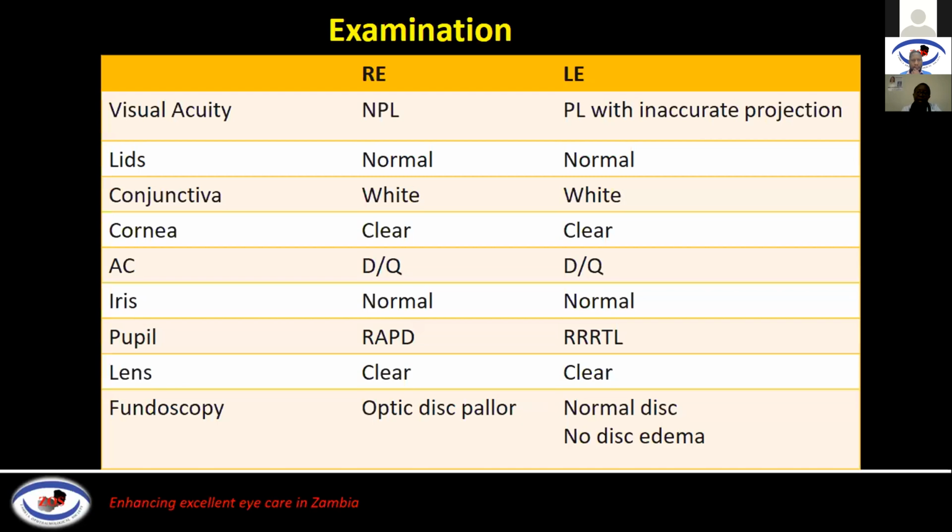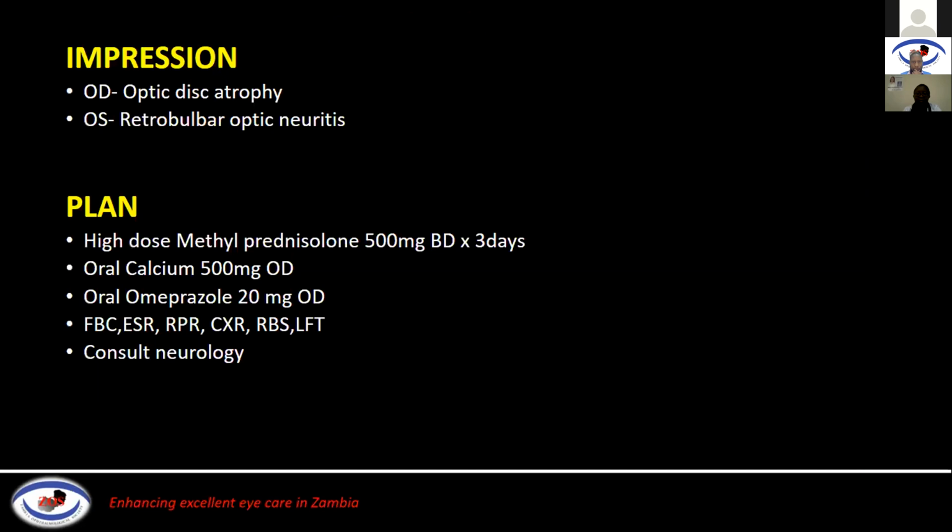And in the left eye, he was able to perceive light with inaccurate projection. On slit lamp examination, he had a relative afferent pupillary defect in the right eye with a pale disc. In the left eye, both the anterior and the posterior segments were within normal limits.